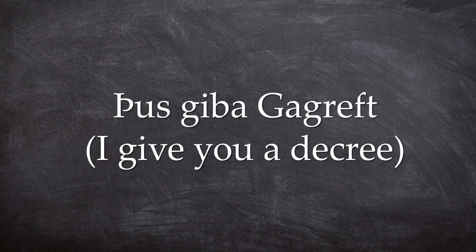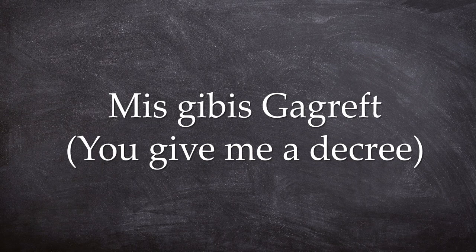So as I was saying, thus giba gagreft is how you'd say I give you a decree. So let's exchange the word for to you, thus, for another word. Now, if you want to say you give me a decree, you would say mis gibis gagreft. And as you can see, the conjugation for giba changes to gibis, which means you give. Mis gibis gagreft. You give me a decree.